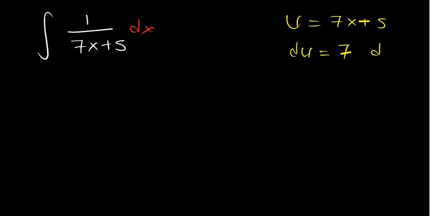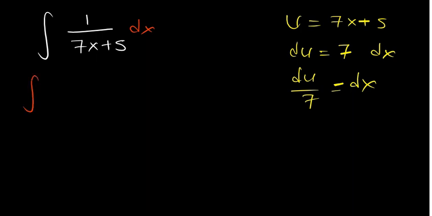We have 1 over 7x plus 5. What do you expect to be there? The integral there. So straight away, let our u be equal to the denominator, 7x plus 5. Our du is going to be 7 dx. That's our derivative. Let's make our dx a subject. So our dx is equal to that.